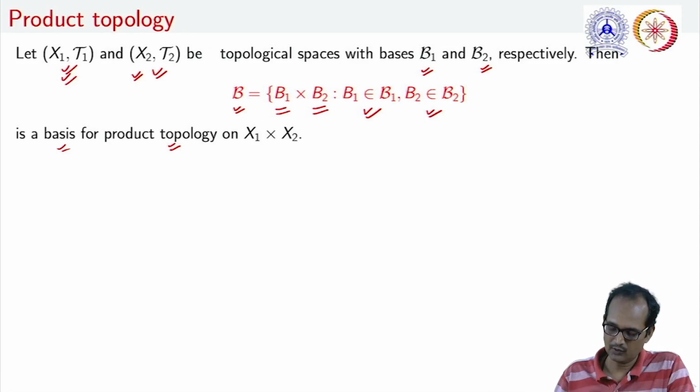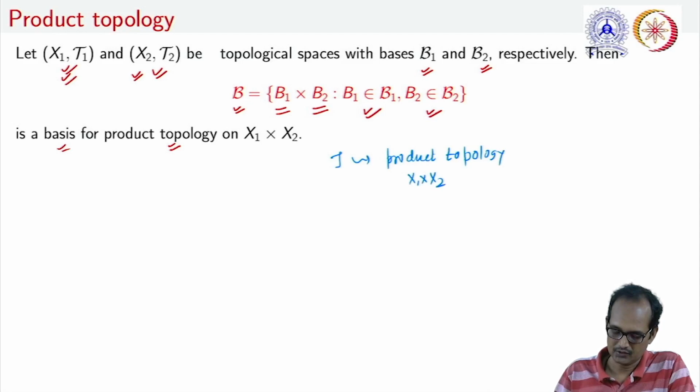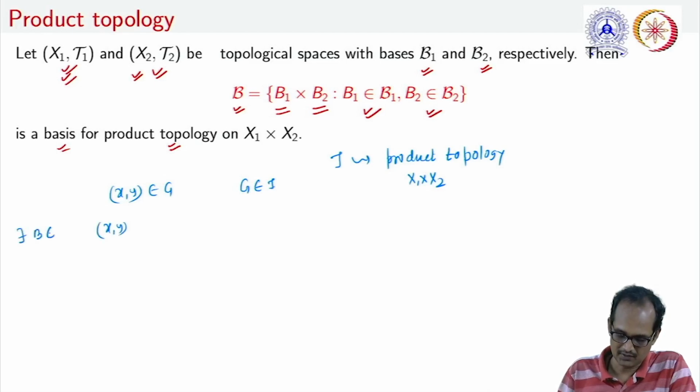In order to justify this result, let us take tau, the product topology on X1 cross X2. Now we take any G in this tau and take any member xy of this G. What we have to justify is that there exists some B in this basis such that xy belongs to B and that is a subset of G. So our motive is to justify this point.